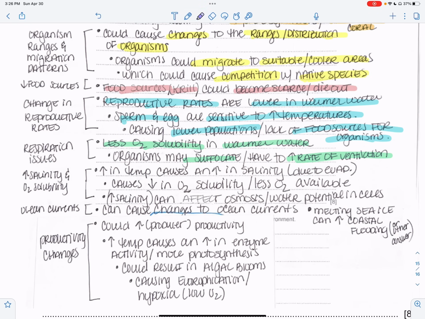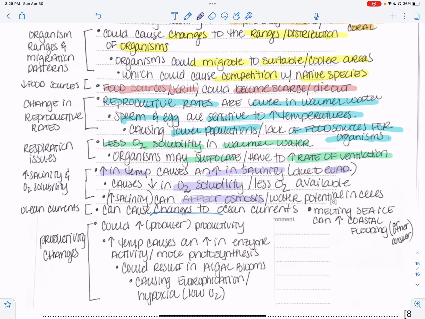All right, we have increases in salinity, and then again, oxygen solubility. So an increase in temperature is going to cause an increase in salinity because there's going to be a lot of evaporation. This will cause less oxygen solubility, or a decrease in the solubility of oxygen. And if there's less oxygen available, again, there's not going to be as much oxygen to do respiration with, so organisms will suffocate.